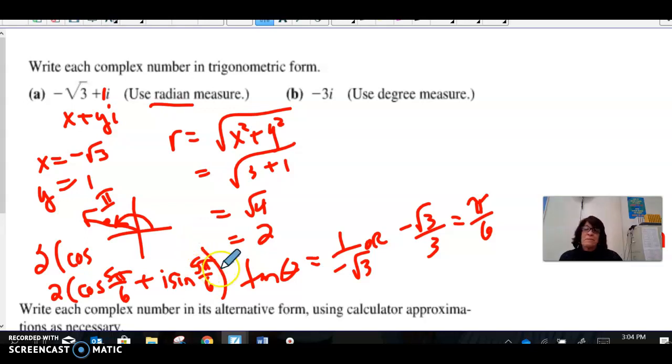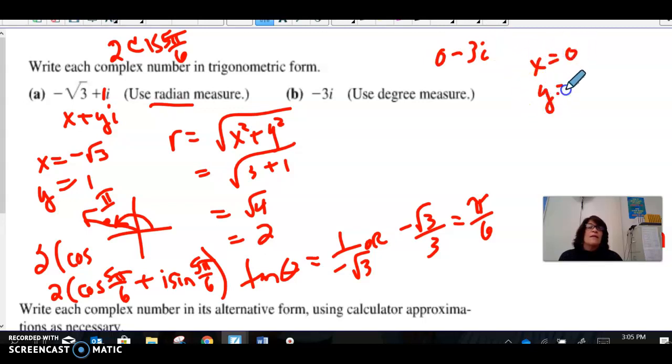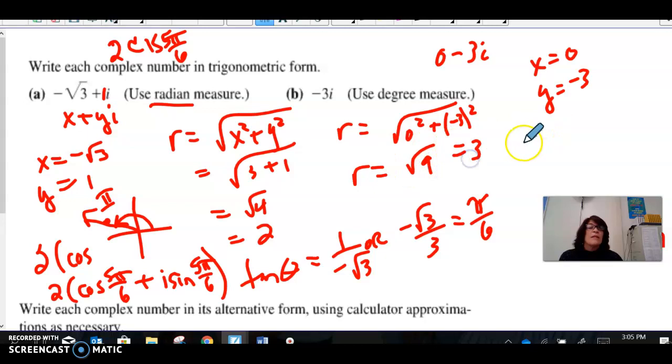Okay, really shorthanded. I could have written 2 cis 5 pi over 6, which means 2 times the cosine of 5 pi over 6 plus i sine of 5 pi over 6. Now, negative 3i. I might write that this way so I see that x is 0 and that y is negative 3. Okay, so r is the square root of 0 squared plus negative 3 squared. r is the square root of 9, which is 3.